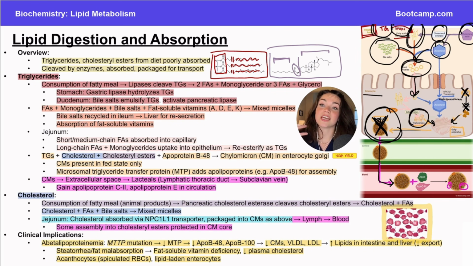And now that we have digested and absorbed these lipids and they're sitting in the bloodstream, in the next video we'll talk about where do they go from there.